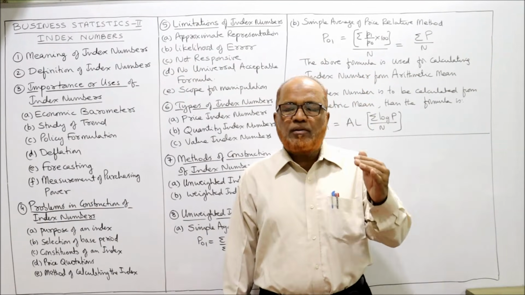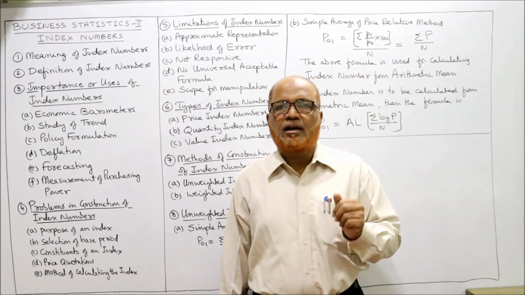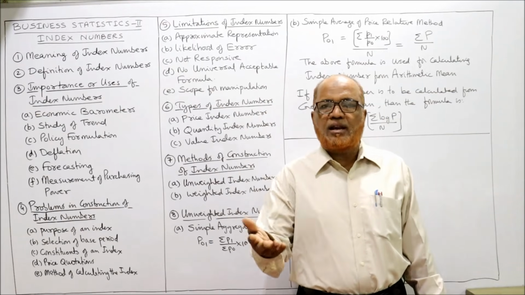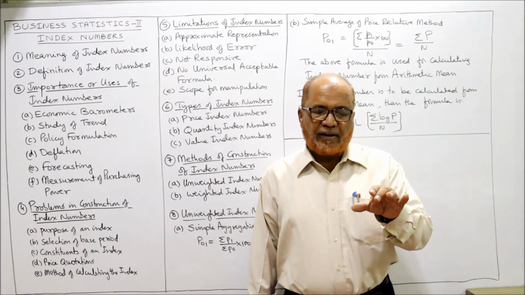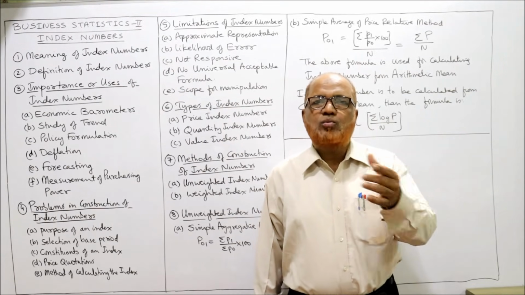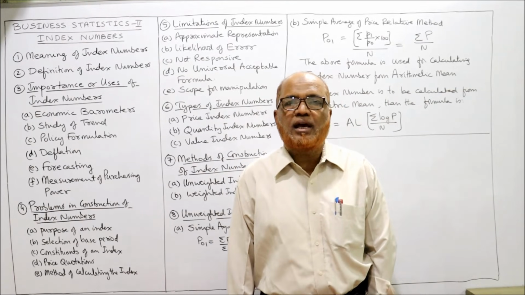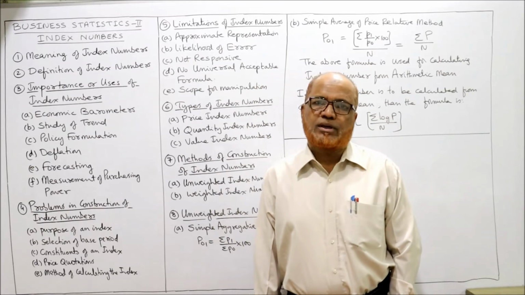Deflation. Index numbers will be deflated in order to find out the real worth or real income. For example, the employee's income. In order to give dearness allowance, we calculate the index number. By deflating the index number, we can find out the real income of the employees.